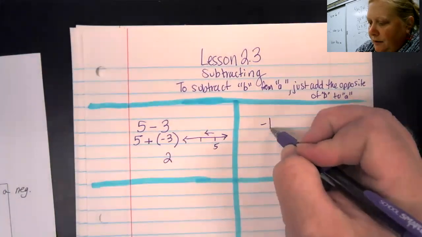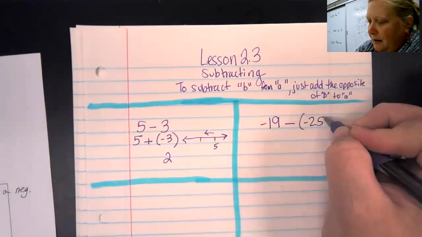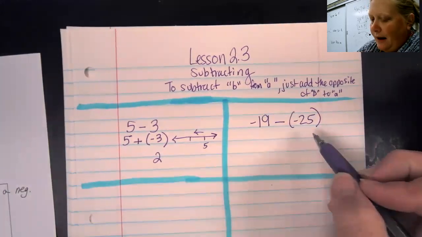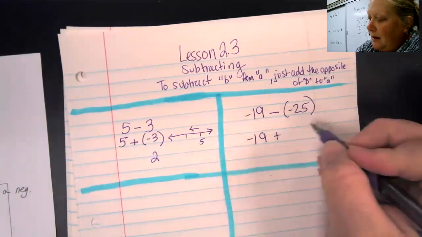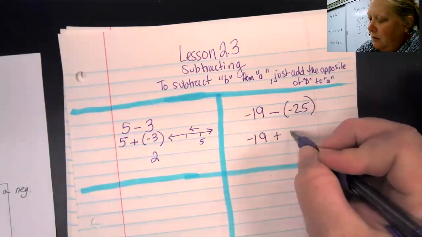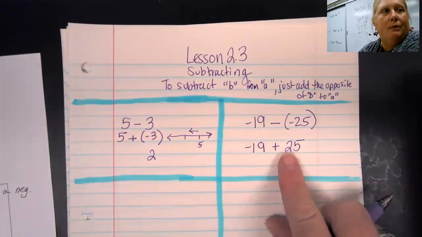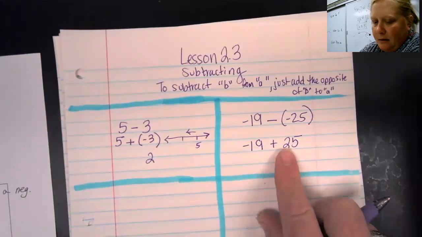And this is why we're doing it, because it's going to get more complicated. So negative 19 minus a negative 25. Ooh, that's like adding. So I'm going to add the opposite of 25. Well, that'd be a positive 25. This is where you would probably hear "you're adding the opposite." That's exactly what it is.